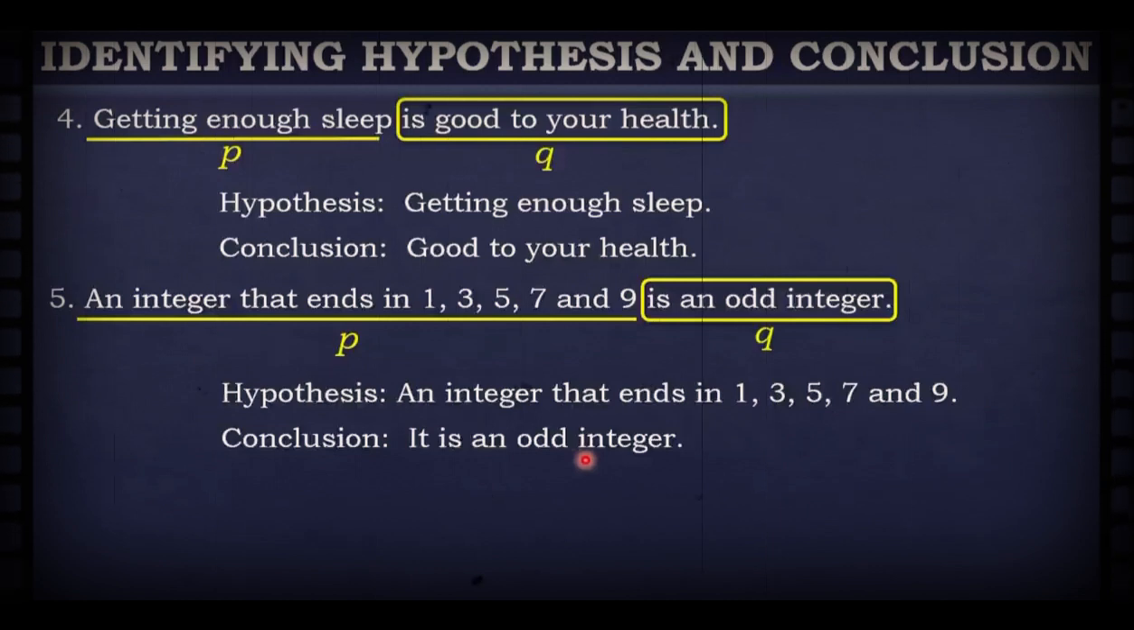So, i-rephrase natin, i-reconstruct natin yung ating sentence. So, minsan kailangan po natin gawin yun. So, kagaya nito, is an odd integer. So, pwede kang gumamit ng mga pronoun. It, she, he, mga ganun po. So, it is an odd integer.